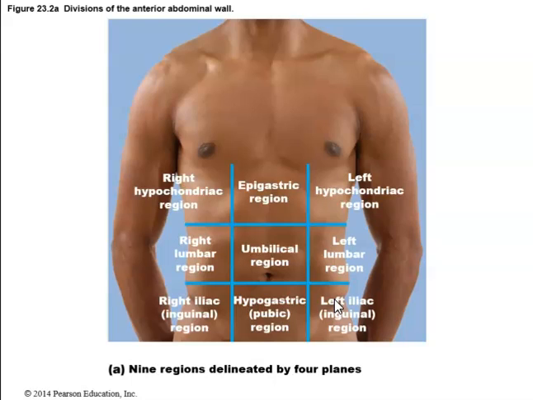Surgically speaking, we use our regions if we want to identify a specific organ within that area, especially if we want to perform a surgery in that area, or if we're trying to clinically locate abdominal pain. When a patient describes to us where the pain is, we can tell other physicians, okay, this patient is experiencing pain in the right lower quadrant or the right iliac region. And usually we know that the appendix is located in that area.